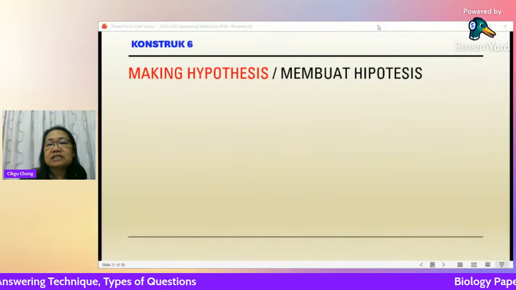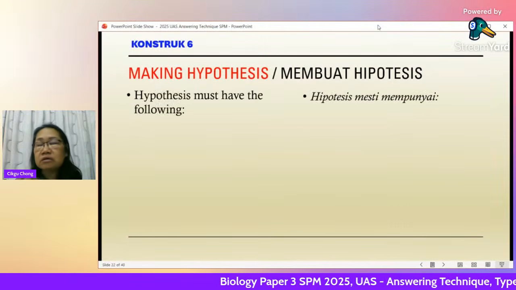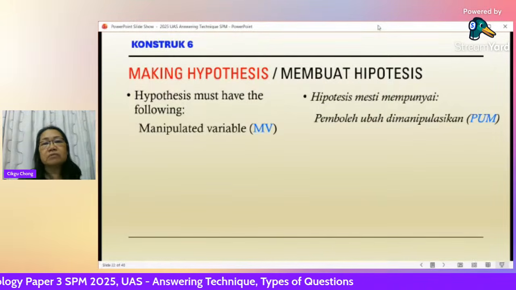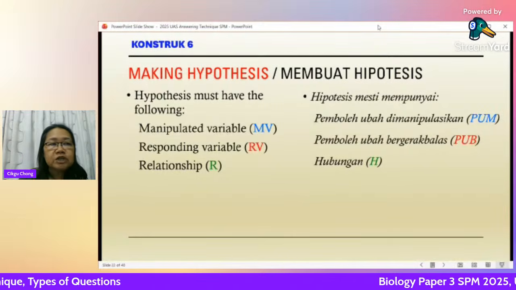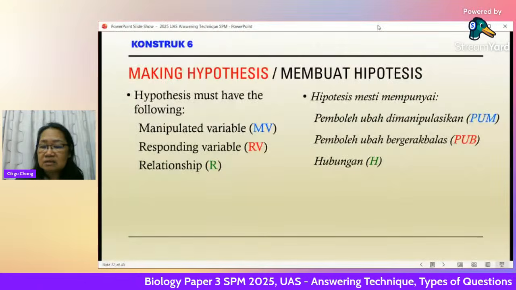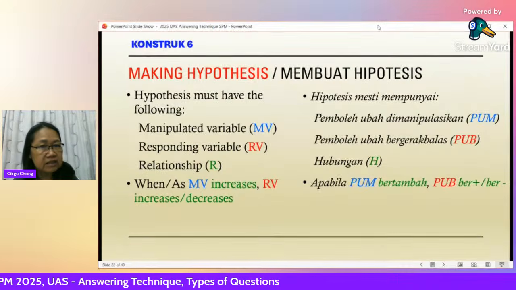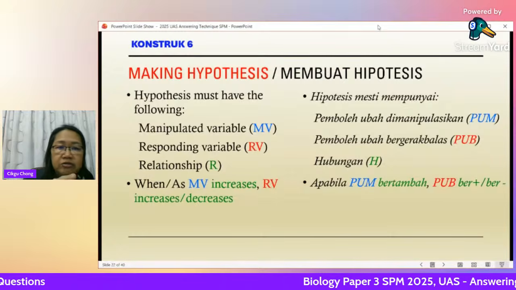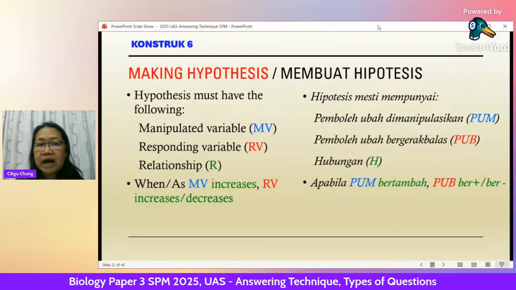Okay, making hypothesis. Just now, who gave me a very good answer? A format, which is your red block, right? In your hypothesis, you must have MV, you must have RV, and you also have the relationship. What is the relationship between your MV and your RV? When this MV changes, what happens to the RV? Example, when or as MV increases, I put the color, you can see the color code, right? Blue means MV, red means RV, and then increases, decreases, that is the relationship. When this one increases, what happens to the other one? Either increase or decrease.